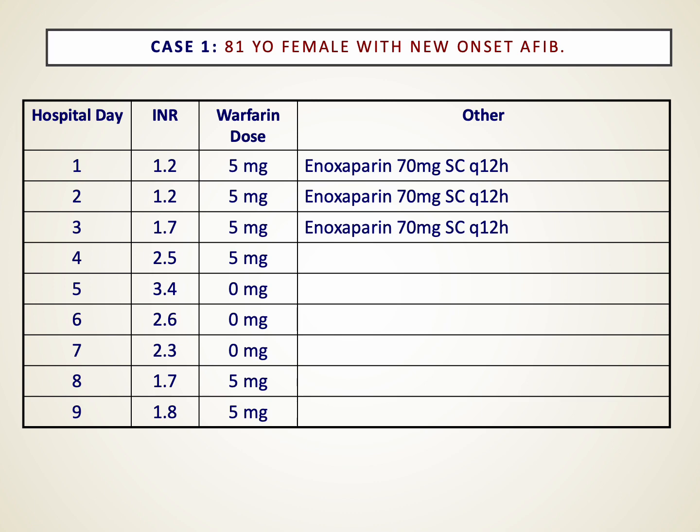So because we don't have her anticoagulated for the first 3 days and we want to prevent a clot, we need a fast-acting anticoagulant, and that might be Lovenox. Okay, so we gave her Lovenox. Once her INR got above 2, we could stop the Lovenox.